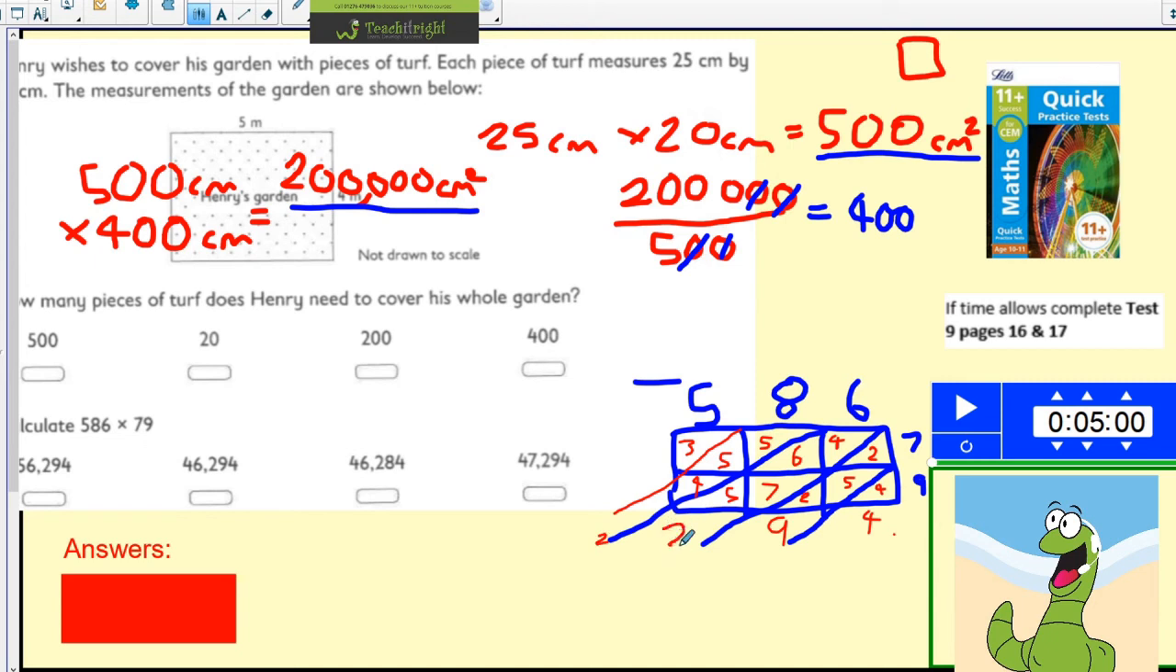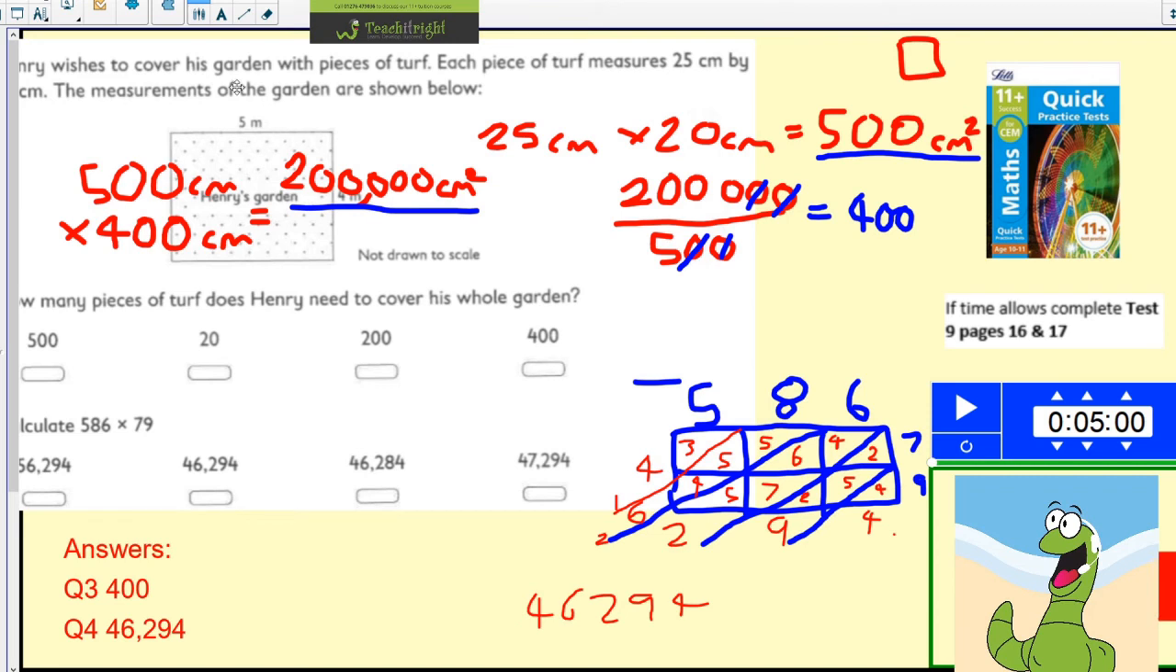We write the 2 units here. And now 5 plus 5 is 10, plus 4 is 14, plus the 2 is 16. So I carry the 1 and write 6. And then 3 plus 1 is 4. So final answer, 4, 6, 2, 9, 4. Let's just check our answers. Whew, got away with it. 46294. 46294. And that's how I'd work them out.